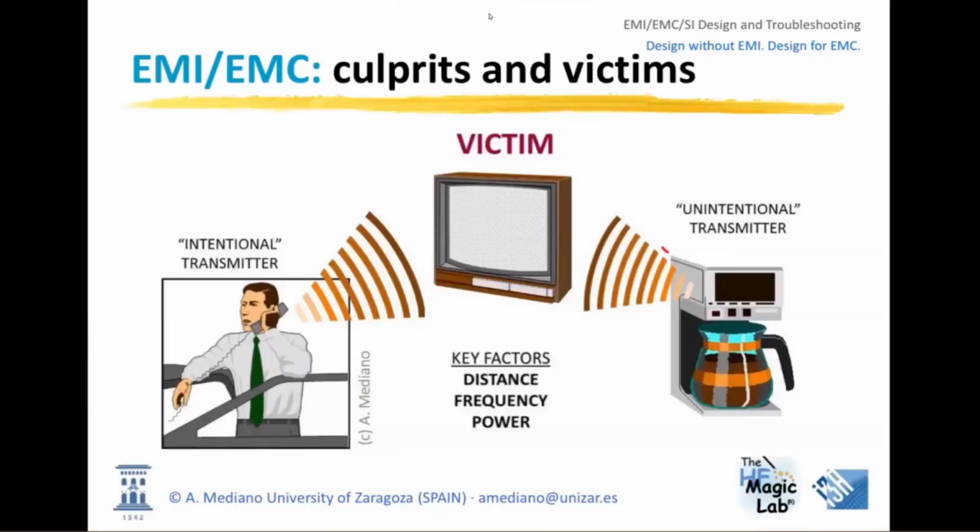With the unintentional transmitter, you can create problems in the victim without any kind of intentional antenna. For example, you can have radiation from your PCBs, from your wires, or from the enclosure in general.